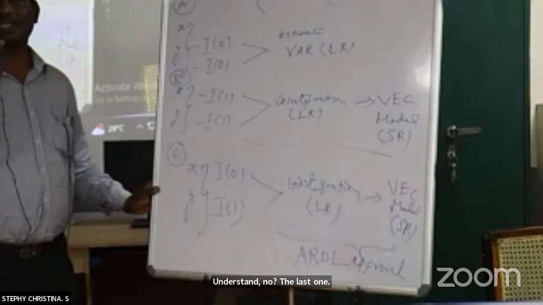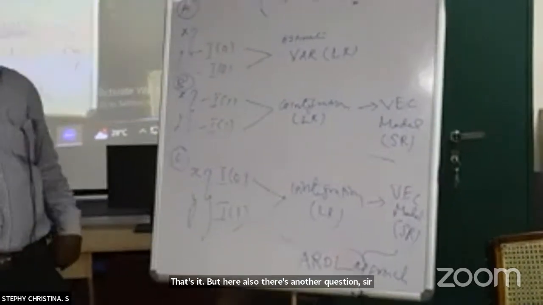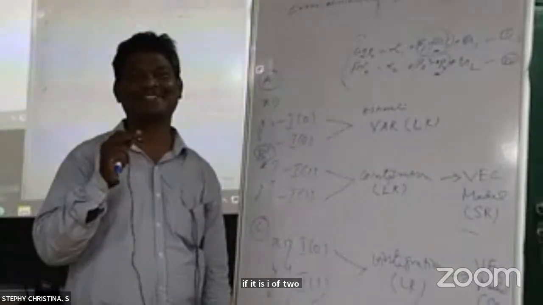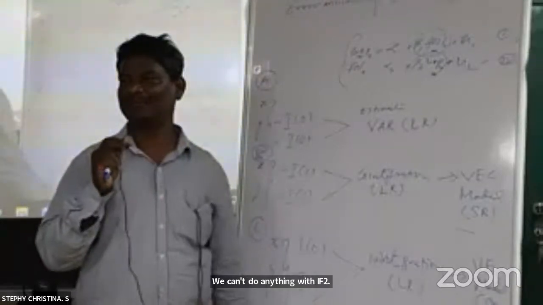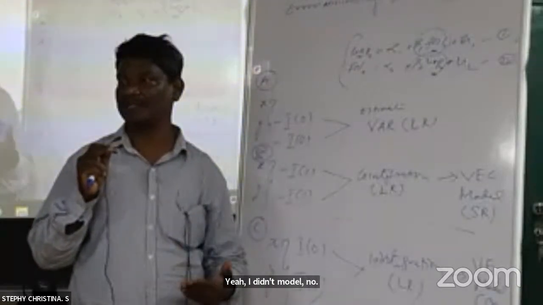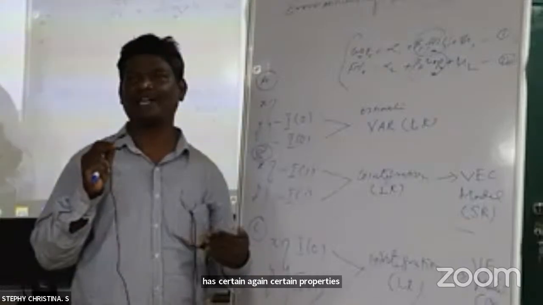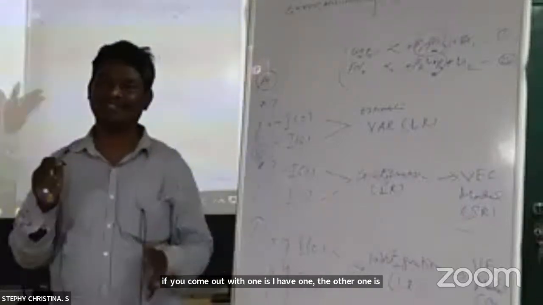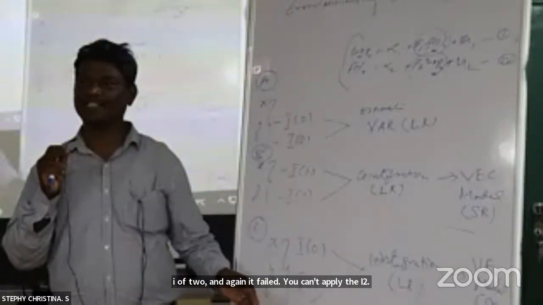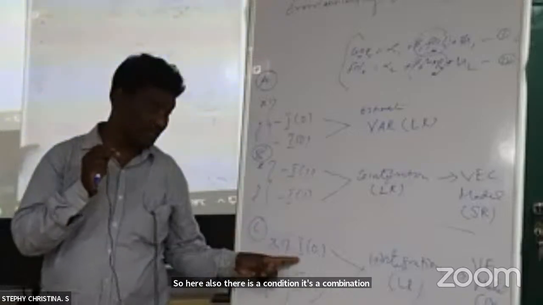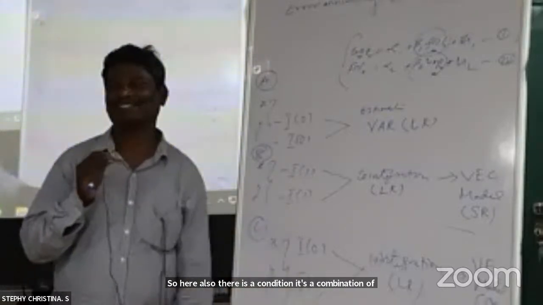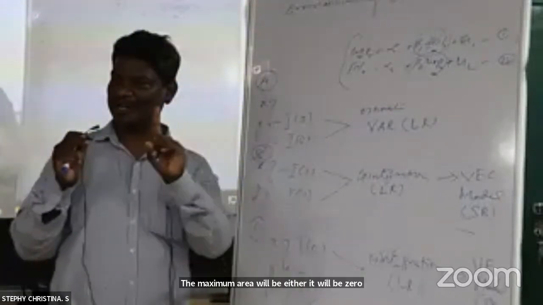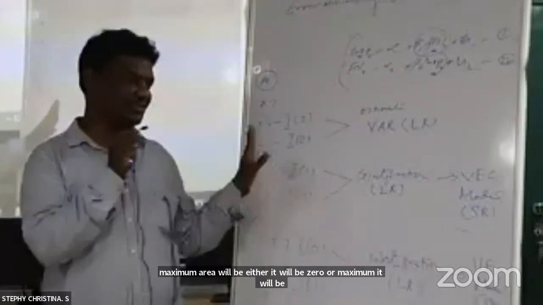But here also there's another question, sir. If it is I(2), we can't do anything with I(2). The ARDL model has certain properties. If one is I(1) and the other one is I(2), then again it fails. You can't apply ARDL. So here also there is a condition. It's a combination of integration of order 0 and 1. The maximum will be either 0 or at most 1. So these are very important.